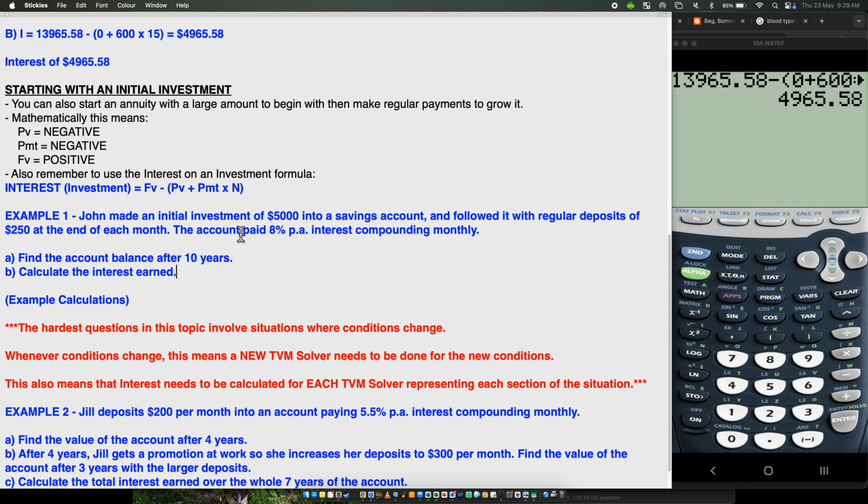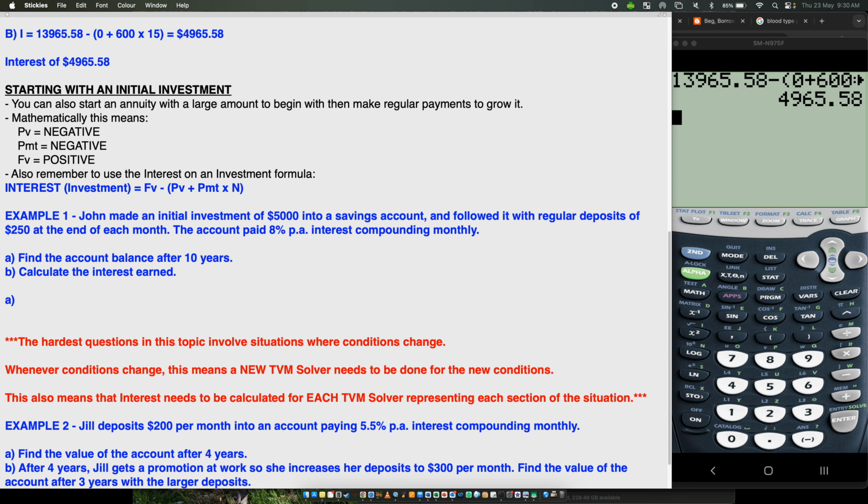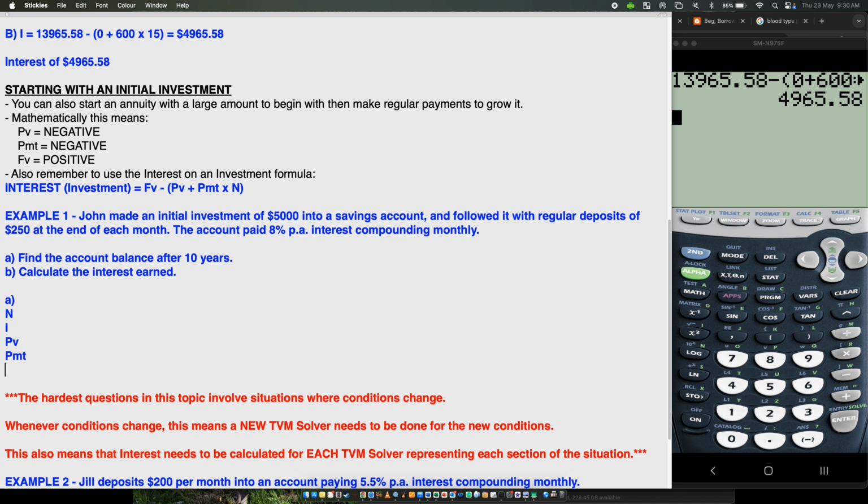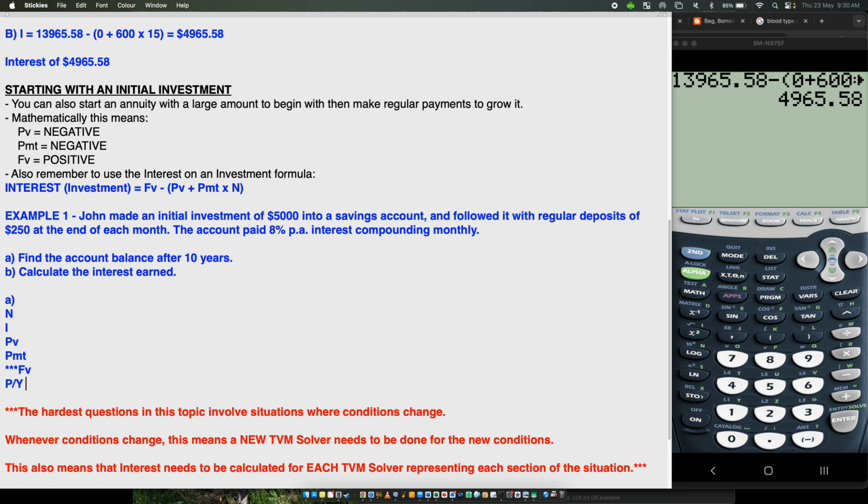So we've got an example here. I'll read out the example and then I'll give you time to get it down. John made an initial investment of $5,000 into a savings account, followed it with regular deposits of $250 at the end of each month. The account paid 8% per annum interest compounding monthly. Find the account balance after 10 years. Find the interest earned. Can you get that down, please? And then I'll show you. If you sort of get it already, you can start trying to find it. But I'll do the example. N, I%, PV, PMT, solving for FV, PY.